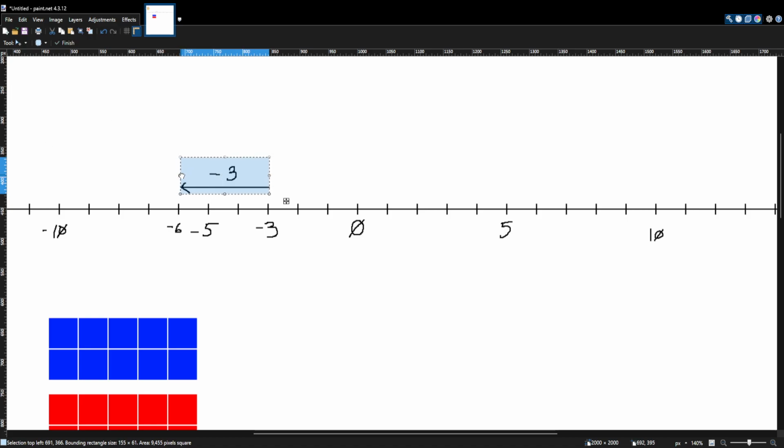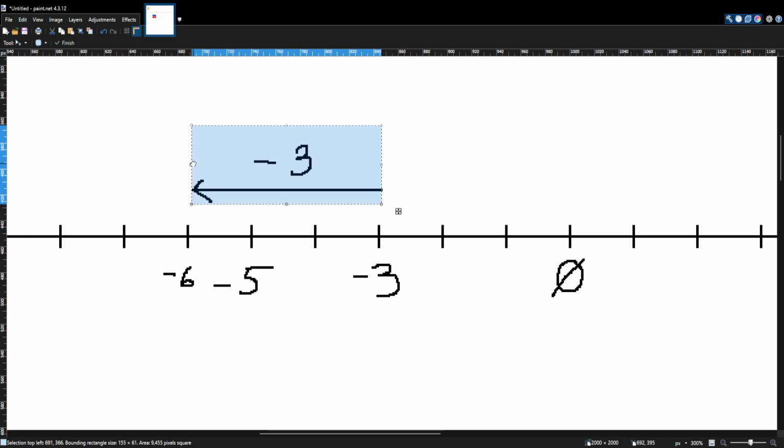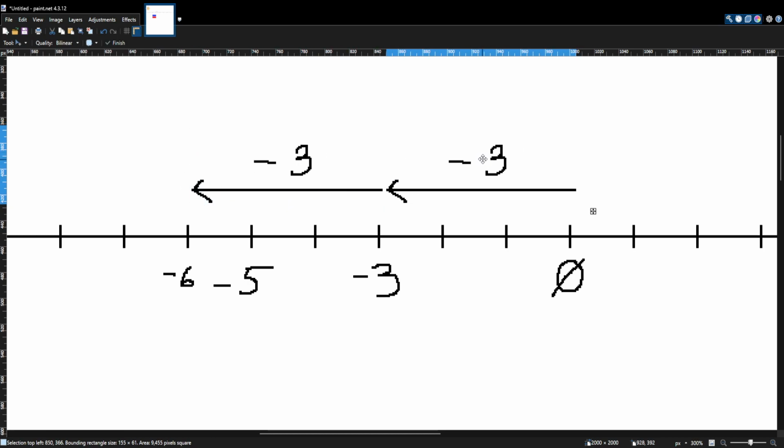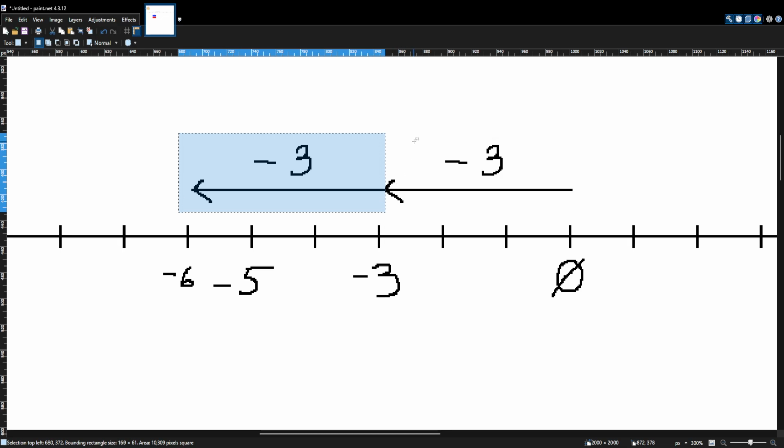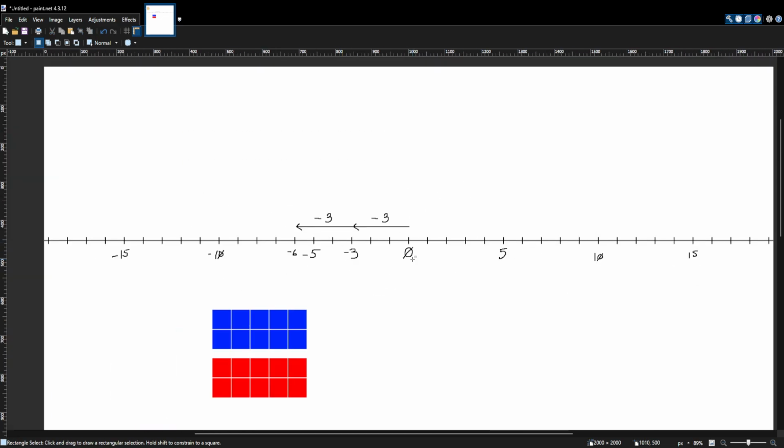Or, again, I can copy this arrow so that the tip of the arrow matches the end of the previous, and then the next arrow comes right on after that, so that the end of it is at the tip there. And so that would be adding two positive numbers or two negative numbers.